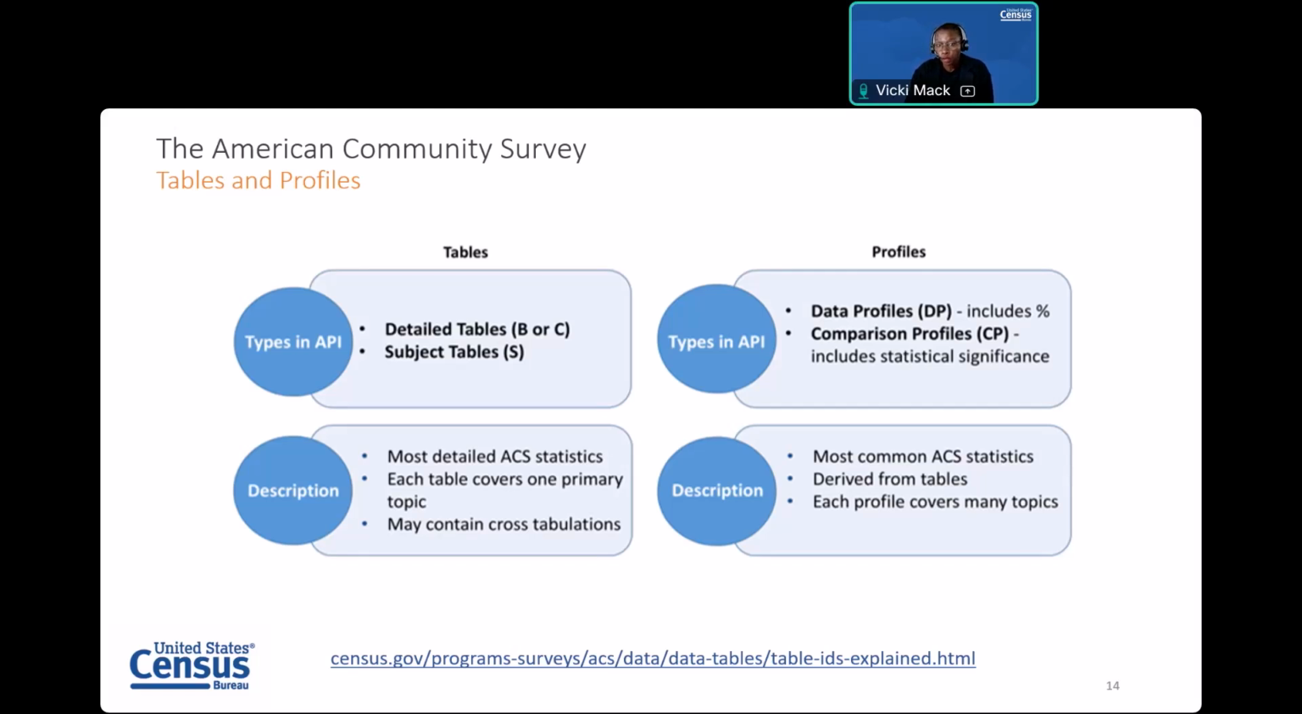Profiles, particularly data profiles, are a good place to start when exploring data for your community or area of interest, as they contain the most frequently requested social, economic, housing, and demographic data in a separate profile, providing both estimates and percentages. The profiles can choose variables from the data profiles and comparison profiles. The prefixes for tables are letters B or C or S, and the prefixes for profiles include DP and CP.